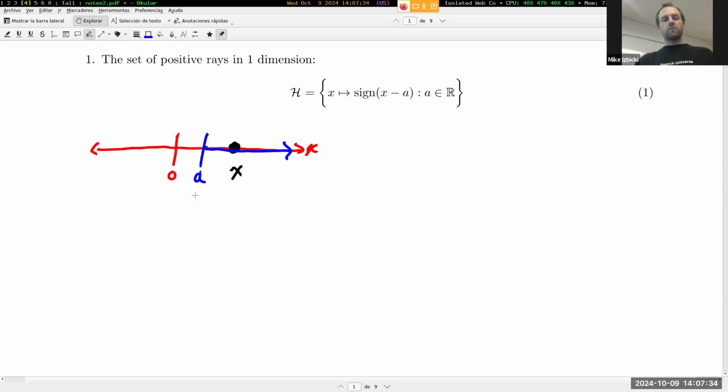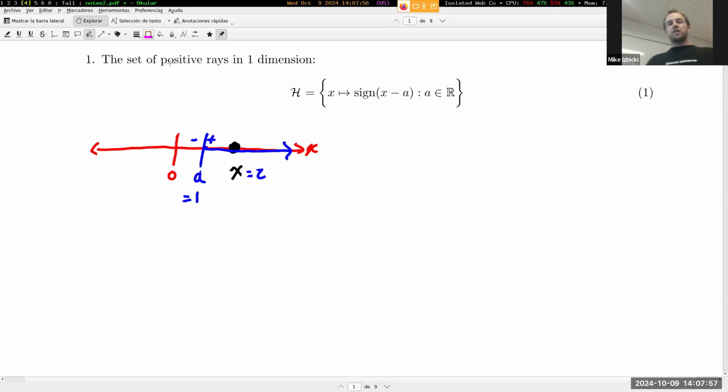Here, to make this a little bit concrete, say that the a value is equal to 1 and this x value is equal to 2, then 2 minus 1 is positive, so our sign value here is going to be positive. And more generally, anything to the right of this a value is going to be positive. Anything to the left of this a value is negative.